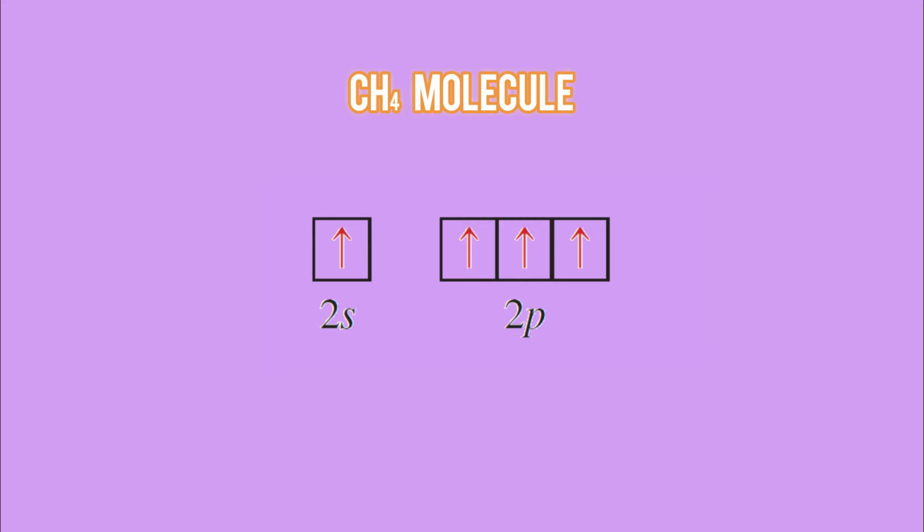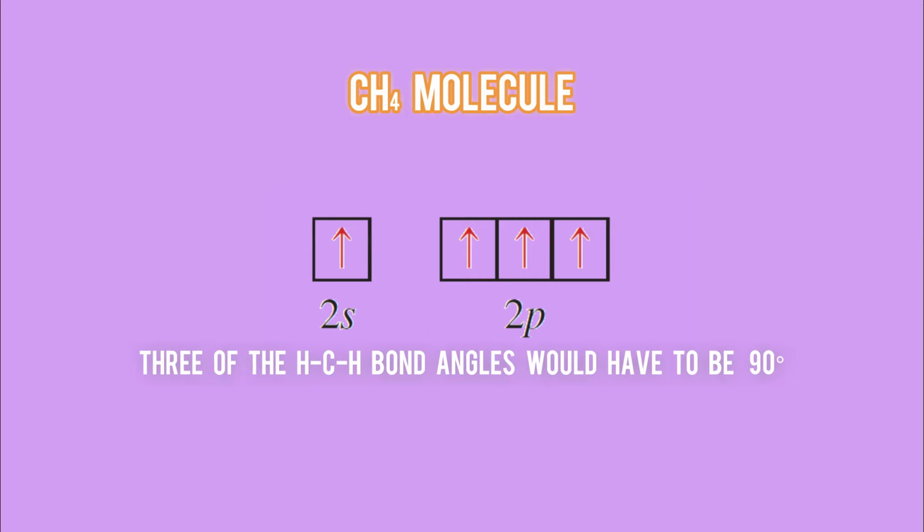Now there are 4 unpaired electrons on C that could form 4 C-H bonds. However, the geometry is wrong because 3 of the HCH bond angles would have to be 90 degrees. Remember that the 3 2p orbitals on carbon are mutually perpendicular, and yet all HCH angles are 109.5 degrees.